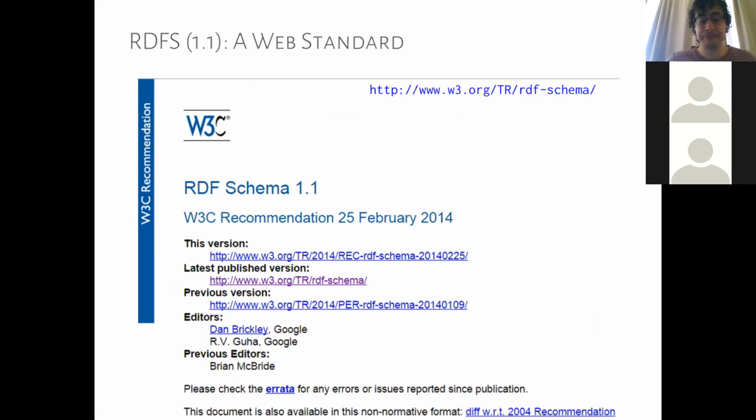So, excuse me, the most recent version was made a recommendation in 2014. The RDF standard spans back as far as 98 or 99. RDFS, sorry, the first version of RDFS was defined in 98. In fact, it's quite old. But the newest version is 1.1, defined in 2014. So it's a web standard. It's a recommendation, which means that it's recommended for use on the web.